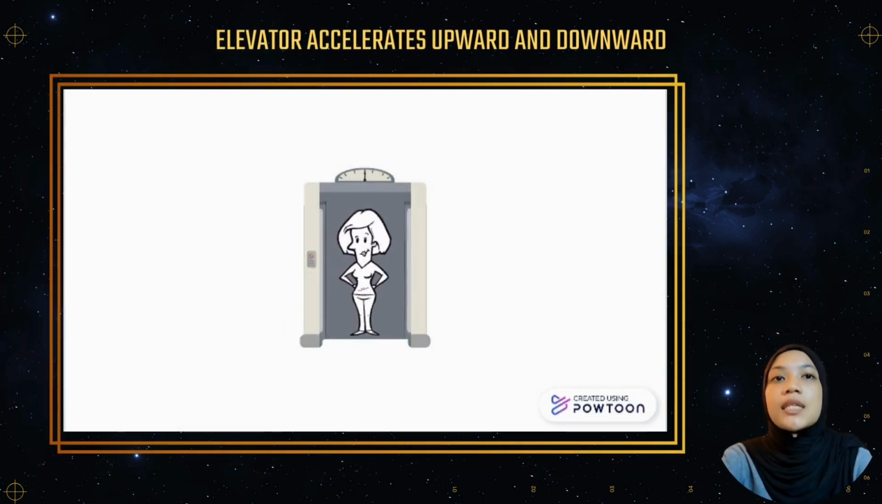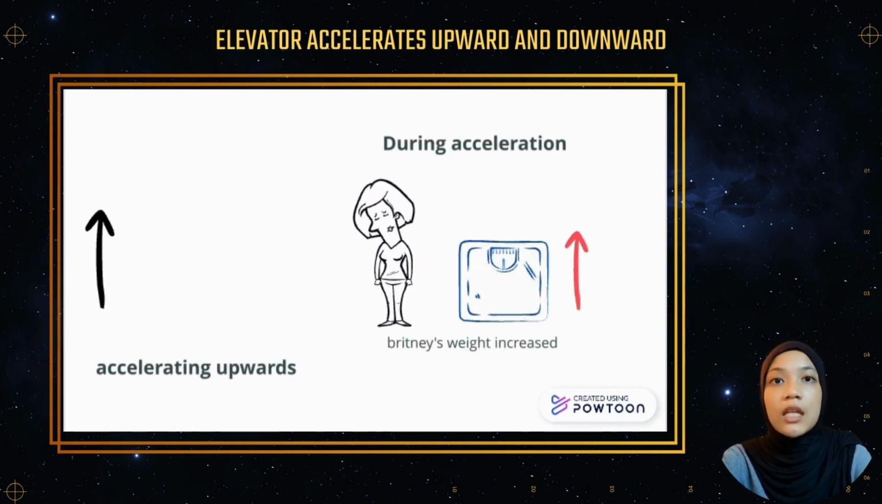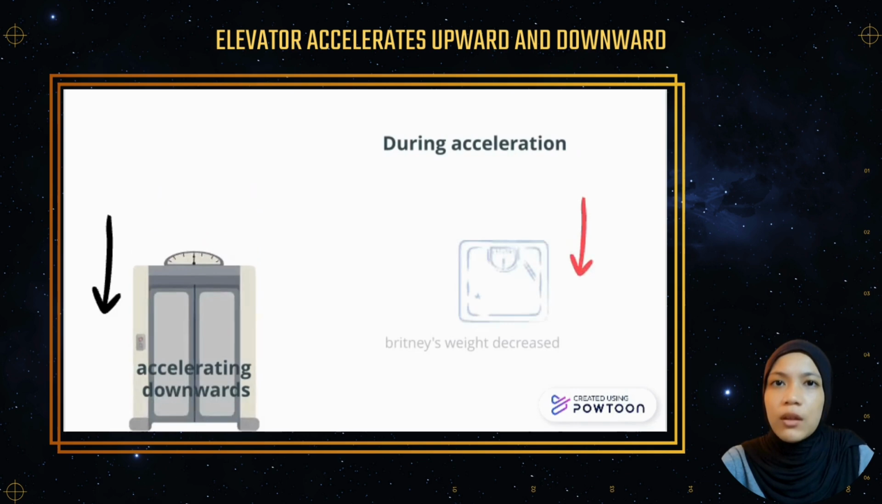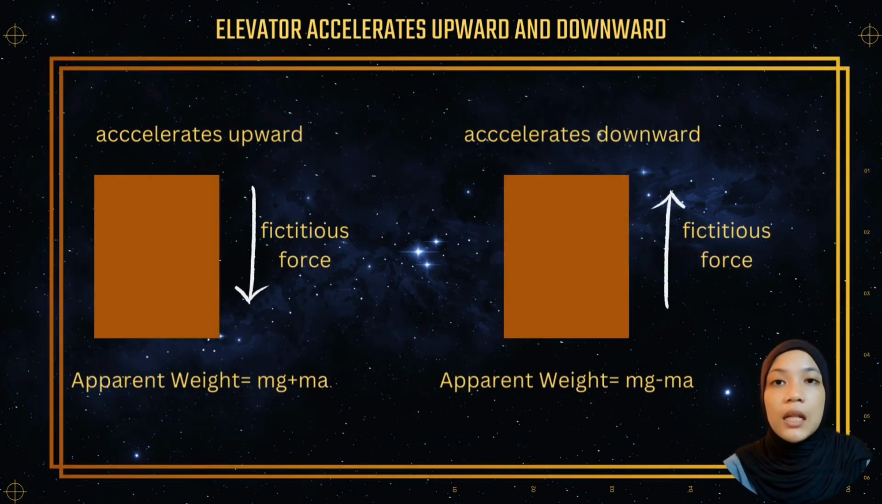The last example is an accelerating elevator. Did you realize that when we enter an elevator that accelerates upward or downward, we feel a little heavier or lighter? Well, if the elevator accelerates upwards, the observer feels heavier than usual because in addition to the gravitational force acting downward, there is an additional fictitious force acting downward due to the upward acceleration of the elevator, which makes the apparent weight of the observer greater than the actual weight, where apparent weight equals mg plus ma.